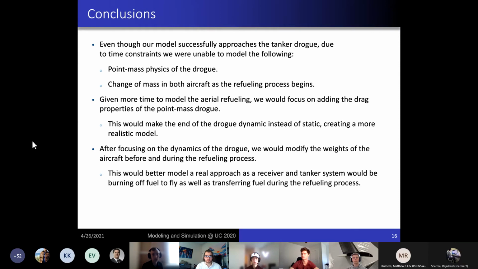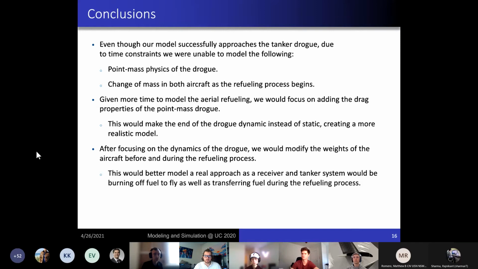Yeah, so again, even though we were able to do it, there were things we weren't able to do because of time constraints, including that point mass that we've seen before, as well as the change in mass in both aircraft as the refueling process begins. Given more time, we'd focus on the point mass approach and possibly implement, instead of a boom assumption, an actual dynamic drogue that would also affect the tanker's path. And so we'd use the tanker autopilot for that. We were preparing to do that, but unfortunately, due to time constraints, we weren't able to.